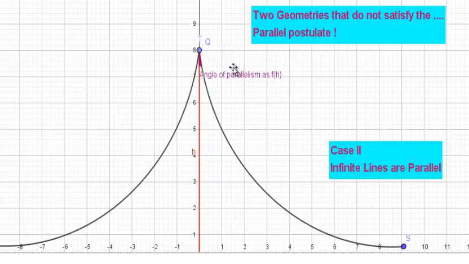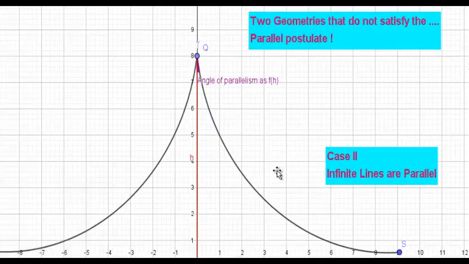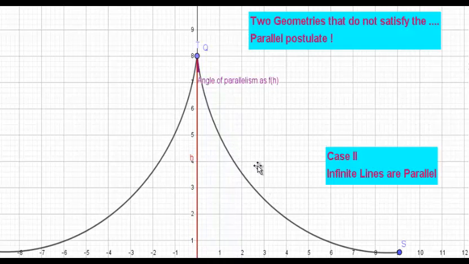One here, then you can have one here, and one here, and so on. There are many such lines. Now here I introduce the angle of parallelism. This is my angle of parallelism, which is a function of this distance in red, which is my h portion in the given figure. So you will have the angle of parallelism, F of h, as a function.